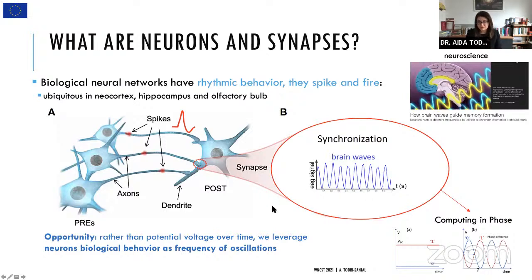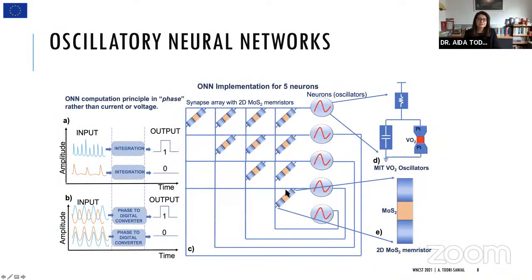So how can we build such systems? Here is the architecture of what we can perform by computing in phase. How to emulate this computing in phase? For that, we would need neurons that are oscillators in behavior. And we also need the memory, so the synaptic array. And the synaptic array is based on 2D molybdenum disulfide memristors. These are memristors whose resistance will change as a function of current flowing through them.